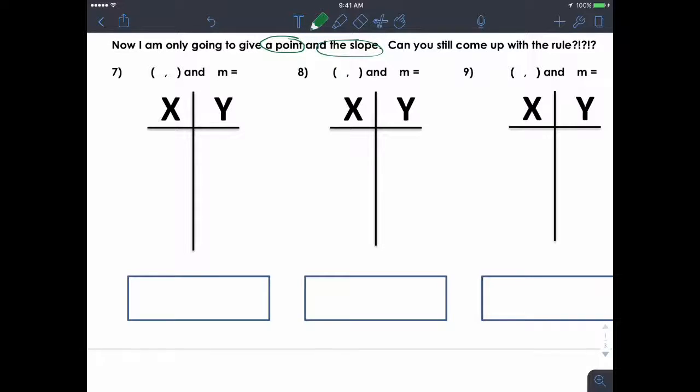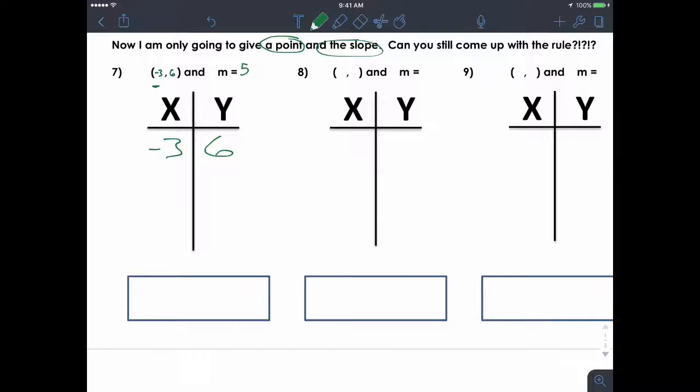Now for number 7, we have an ordered pair of -3, 6, and we have a slope of 5. So what we're going to first do is put -3, 6 on this number line. Now you have to kind of think about where 0 is located for this. Since 0 is a bigger number than -3, we need to put -3 at the top. So we have our -3, 6 right there.